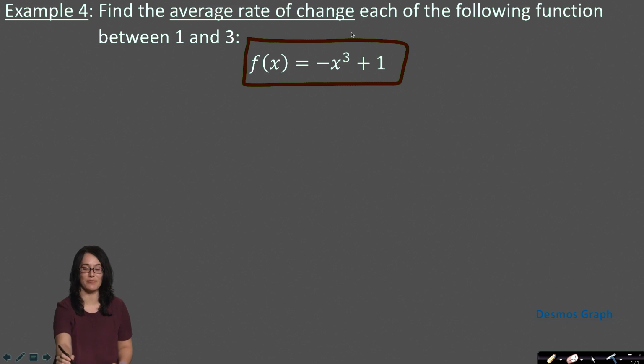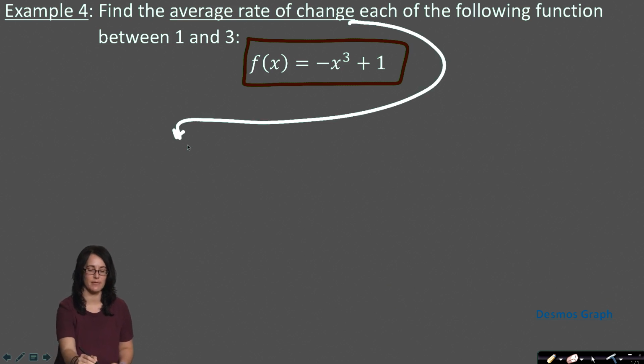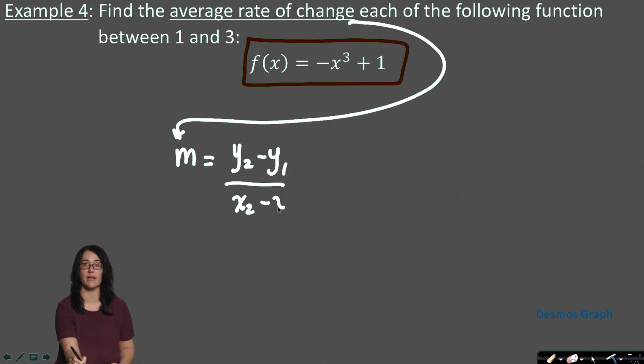Okay, so what did average rate of change really mean? That's right, just your slope. So your slope was your y2 minus your y1 over your x2 minus your x1. Okay, so how did that look here? Here they're talking about what x values? Yep, 1 and 3. So here x1 is the number 1 and x2 is the number 3.